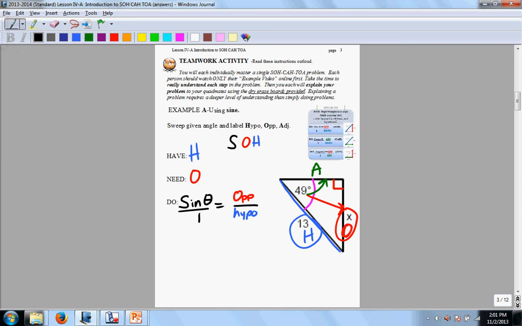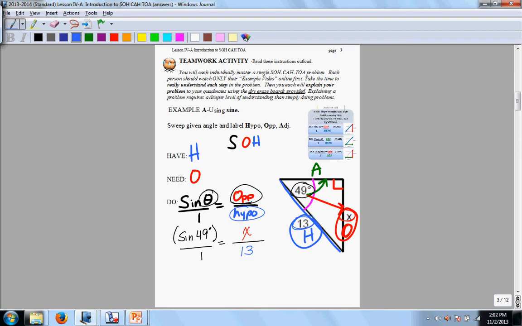Now, carefully coach your classmates to do circle, plug, chug. Sine of theta, circle theta, pick theta up. That's going to be sine 49 degrees, put parentheses around that, that's a unit. Over 1 equals, circle the opposite here, pick up the opposite over here, that's x. Circle the hypo here, physically pick up the hypo over here, that's 13.